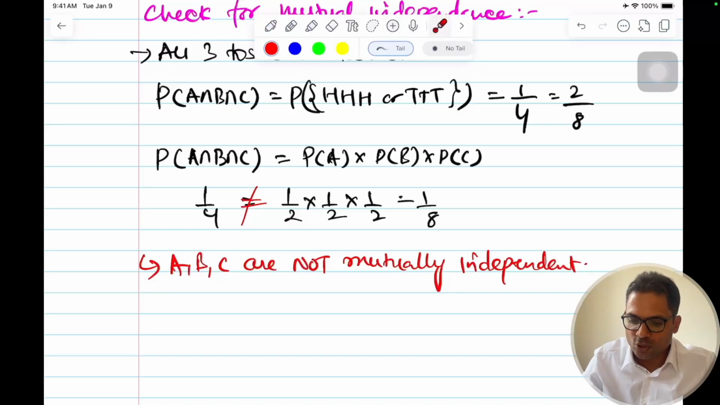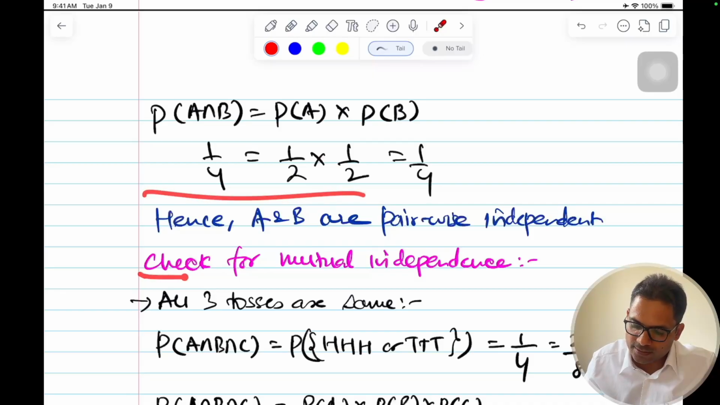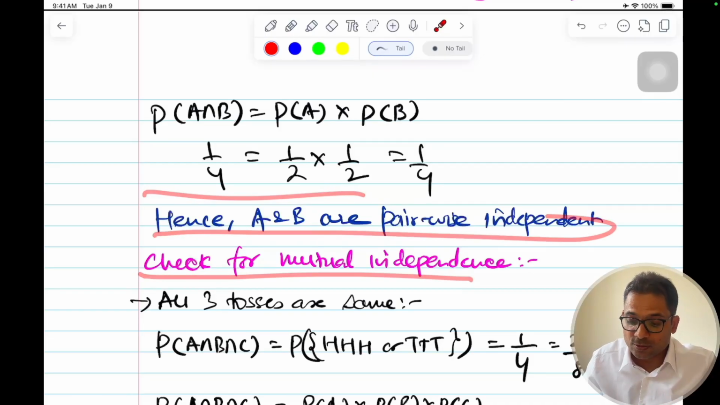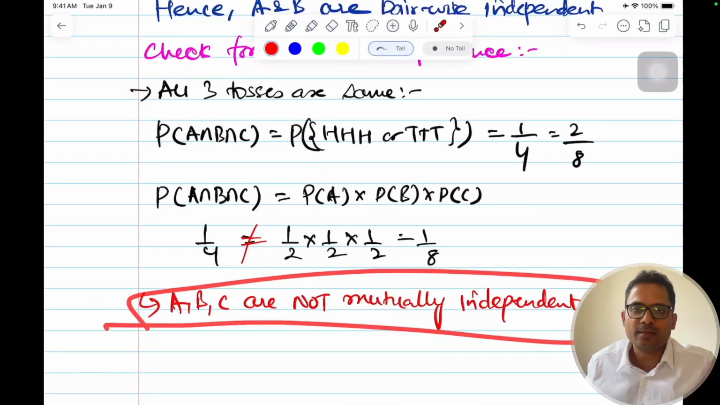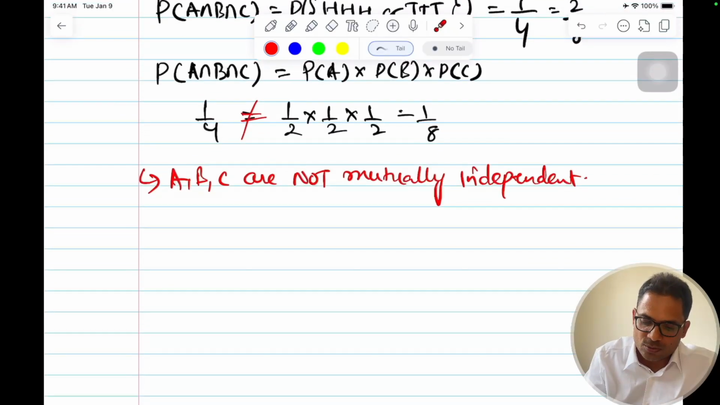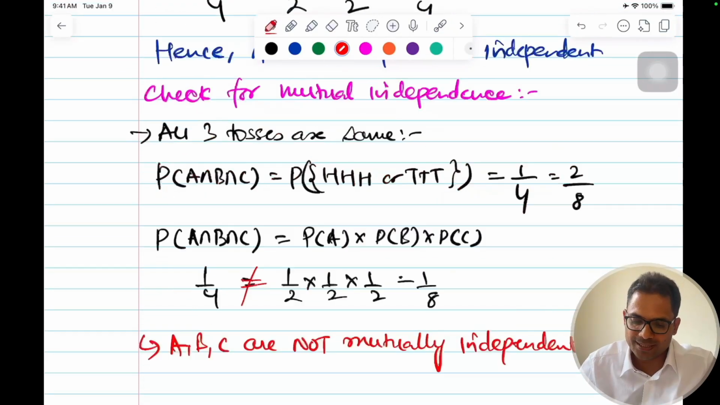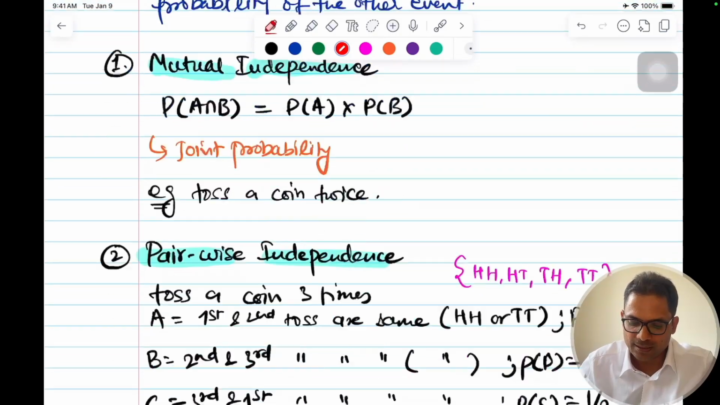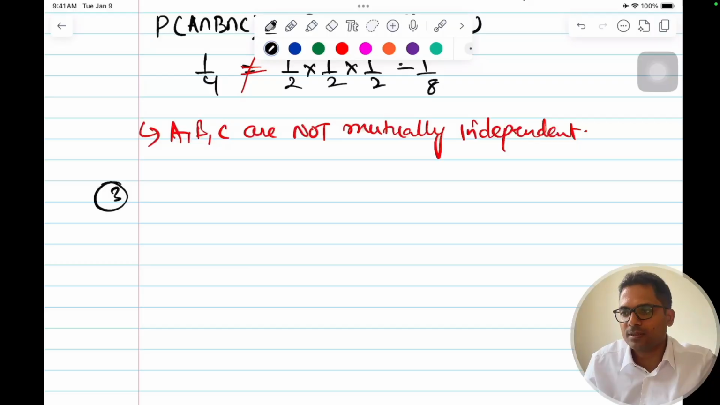Okay, I hope you get the point. So we have proven, sorry, these are pairwise independent, but they are not mutually independent. So this is our pairwise independence. Now let's go to the third one. This is the most important after mutual independence. Mutual independence is the base. This is the most important and widely used, and this is second important.